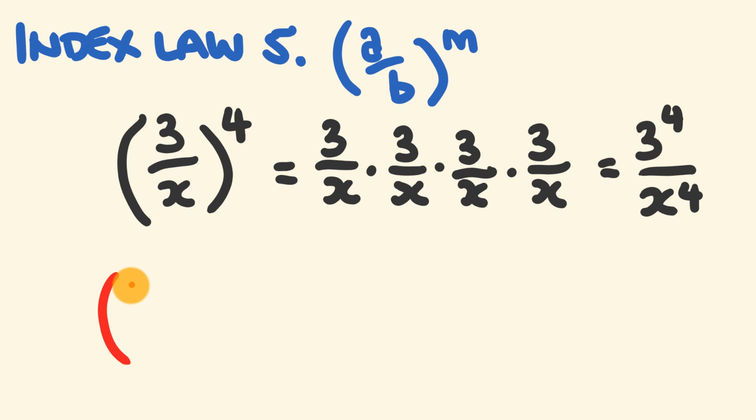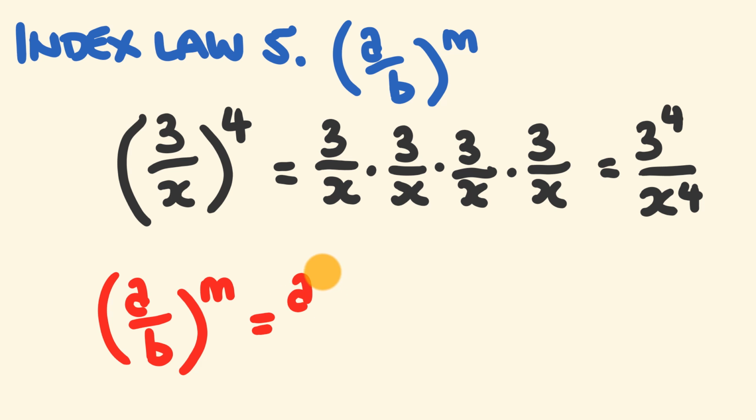Say we have a over b, and we raise that to a power of m. This is equal to a to the power of m over b to the power of m, which is like what we have here, where this has become 3 to the power of 4 and x to the power of 4. Simple. But like I said, we could expand this just a little bit more. So let's go through and do this.